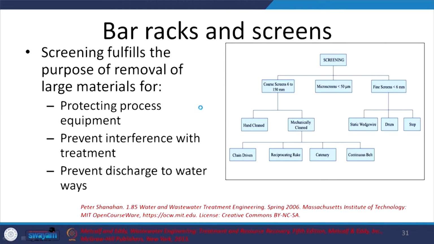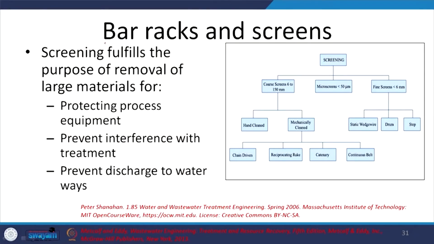So, what have we looked at until now? We looked at pumping the water up, we looked at measuring the flow of water, and now we will look at how to remove the bigger particles and junk that come into the wastewater, so that they do not mess up my downstream unit processes, right. Let us see what we have out here. We have what we refer to as bar racks and screens. So, we are going to look at the screening out here, right. What is it trying to do? It protects the process equipment downstream, it prevents interference with treatment, and obviously we do not want it to be discharged into the streams or the rivers.